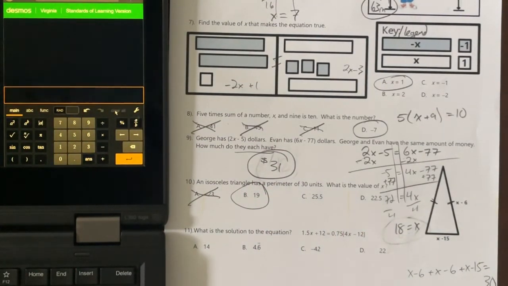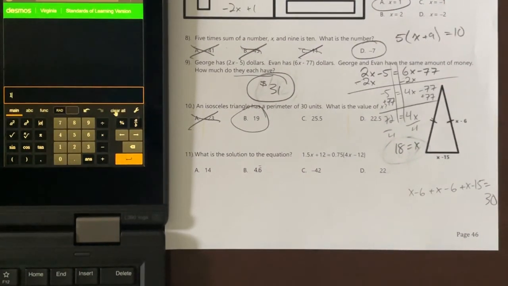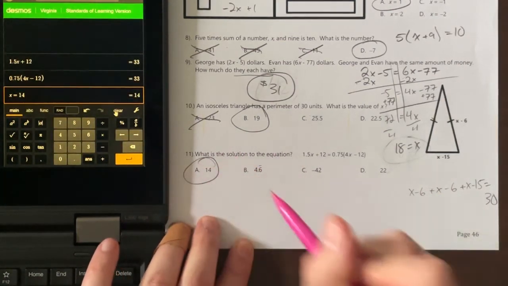For number 11, it says, what is the solution to that equation? So let me type it in exactly as it looks. Again, it might look very complicated, but using the resources and tools provided, you can solve it very simply. So 4x and then minus 12. All right, again, plug and play those values they have, and boom, right away I have 14.